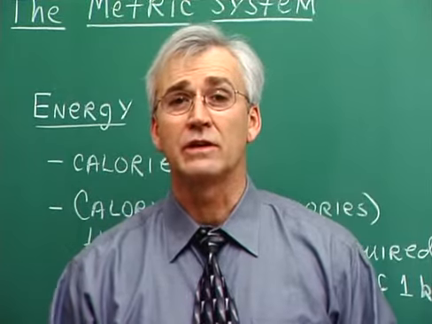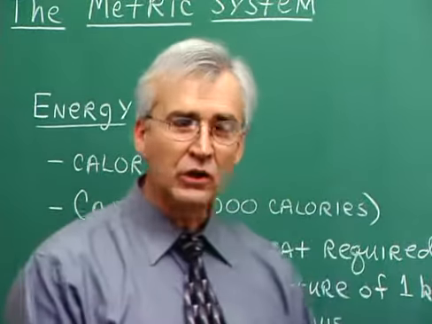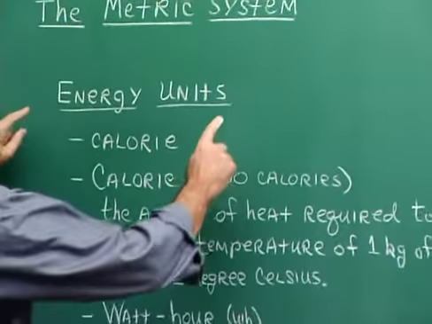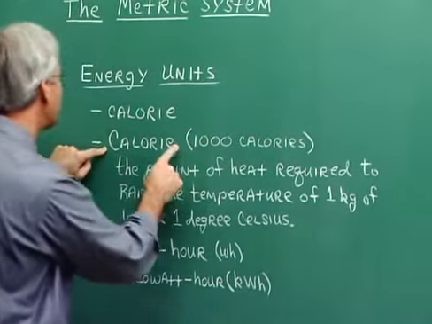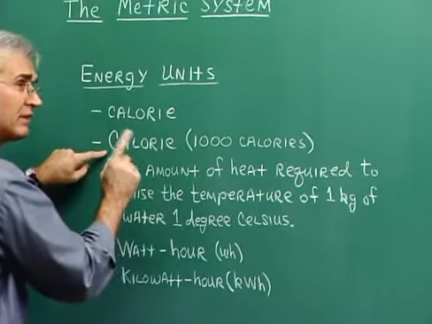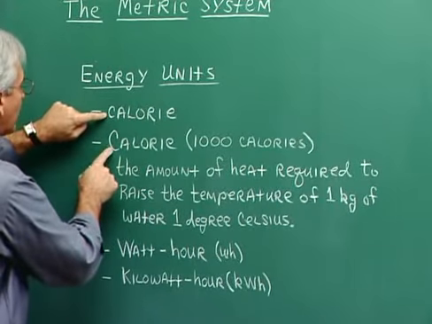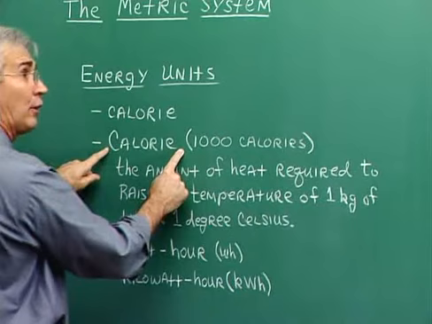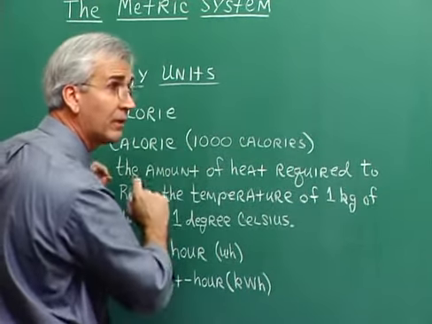Metric units of energy are used quite often here in the United States. Let's talk about several of them. There's the calorie and then there's the Calorie. It's the same word, and the difference is a lowercase c and an uppercase C. It turns out that the uppercase C Calorie is just 1,000 of these lowercase c calories.